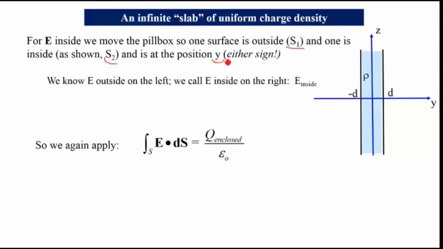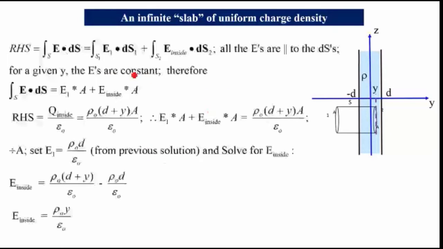And we're going to have the end of the, let me just draw it, we're going to put this end here at Y. Realize it could be over here, and the only difference will be Y will change sign because here's the origin right here. We already know what E outside is on the left. We're going to just call E inside E inside. We apply Gauss's law for this particular surface, and so we'll have to evaluate this, and then we'll evaluate this again.